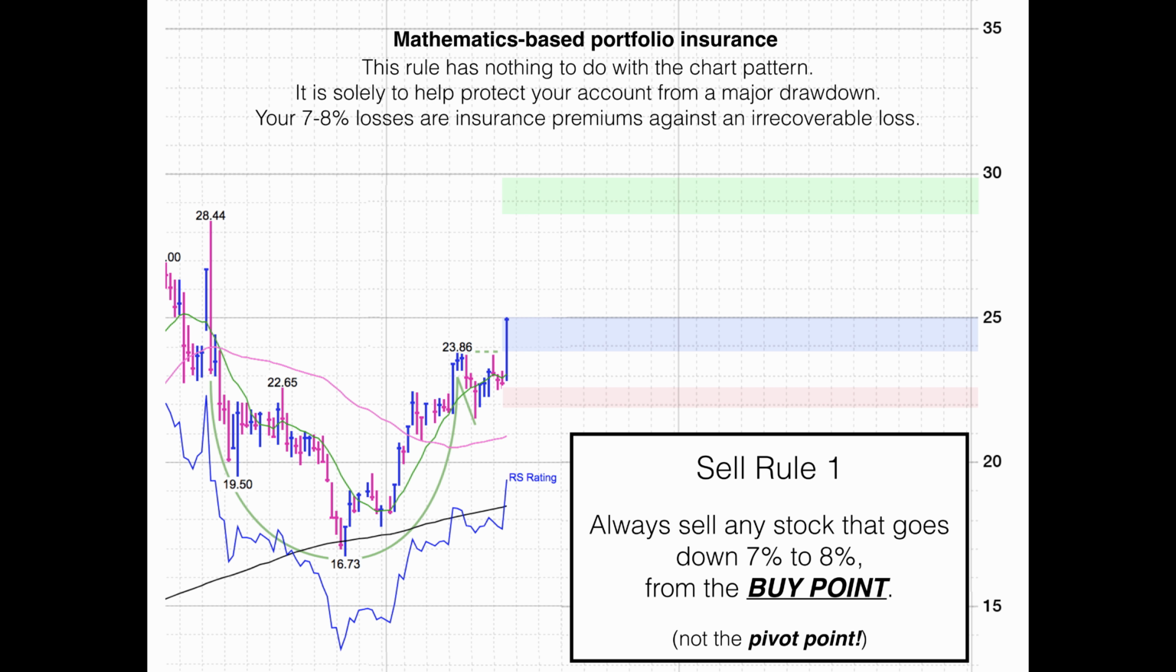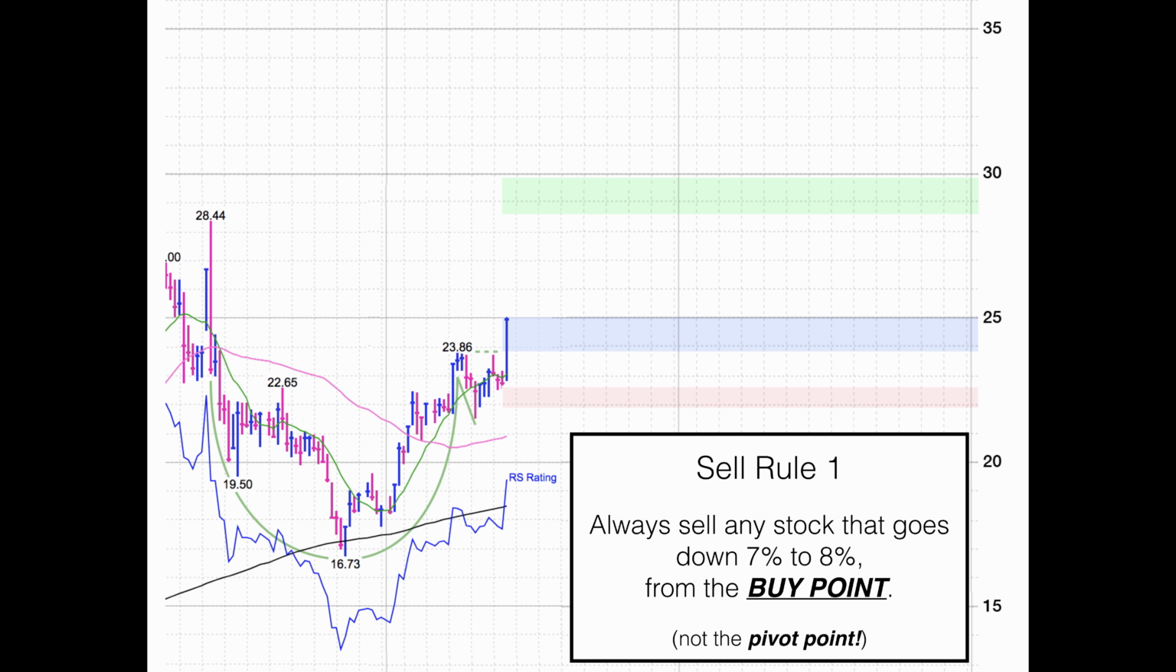Now, why do we say that? Now, going forward, let's say MarketSmith gives you this pink zone. That's -5% to -8%.